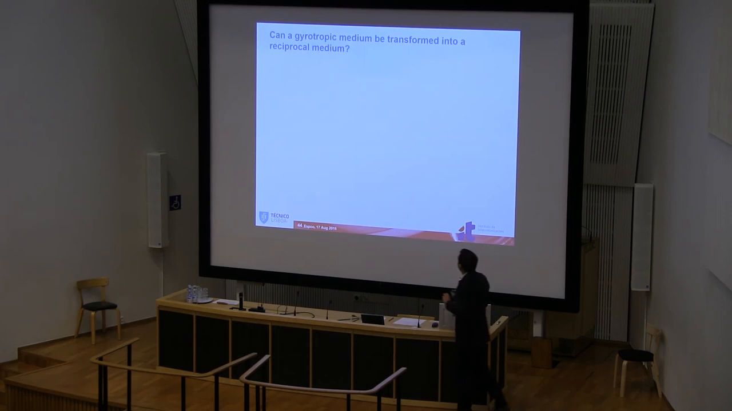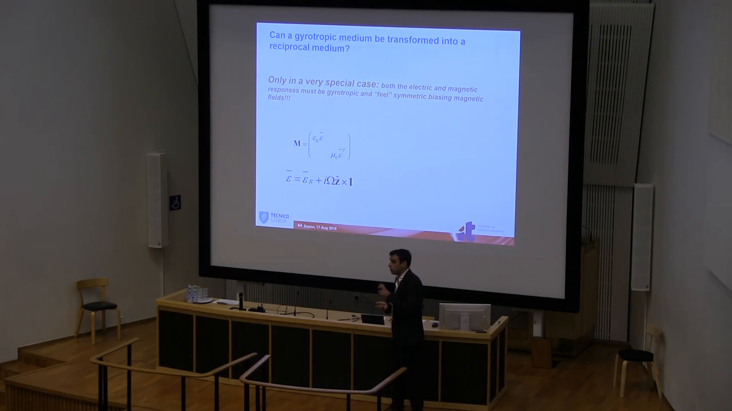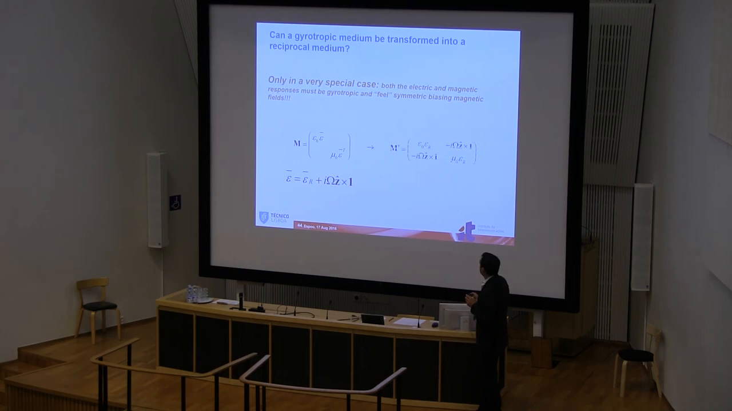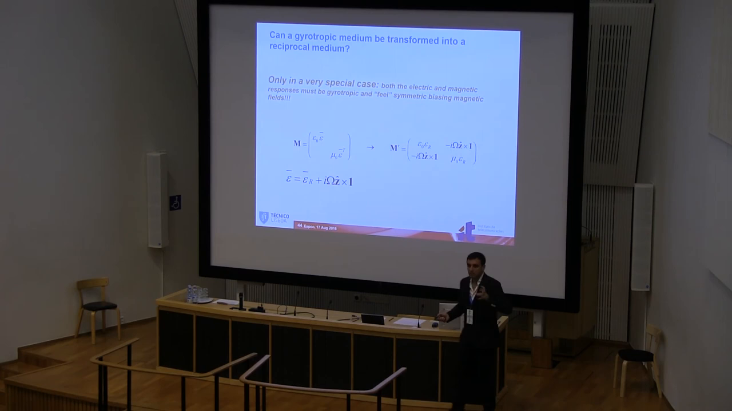And surprisingly, it turns out that the answer is yes. So in some conditions, you can transform a gyrotropic material that can be topologically non-trivial, which is a nice thing, into a material that is reciprocal. Basically, epsilon is gyrotropic, so it can be written as a real part, this matrix, and then the imaginary part is written in terms of an antisymmetric matrix, like this. And the permeability should be like this, so it's the transpose, and when you transpose, you switch the sign of the gyrotropic coupling, as it should be.